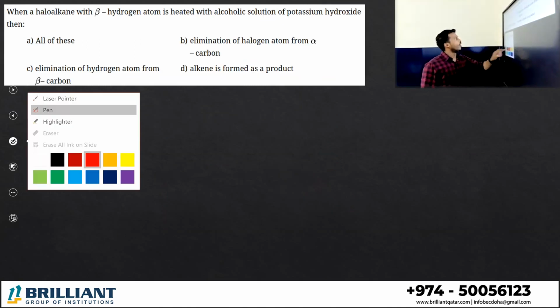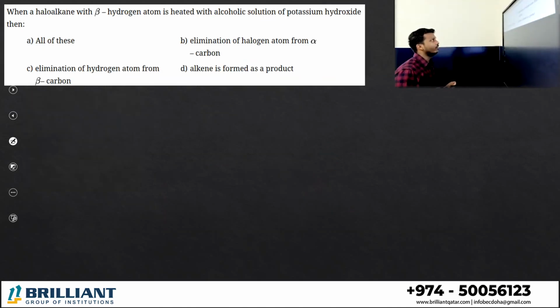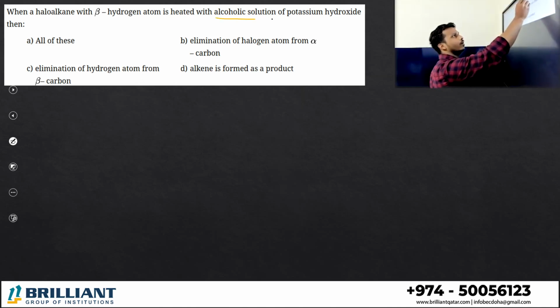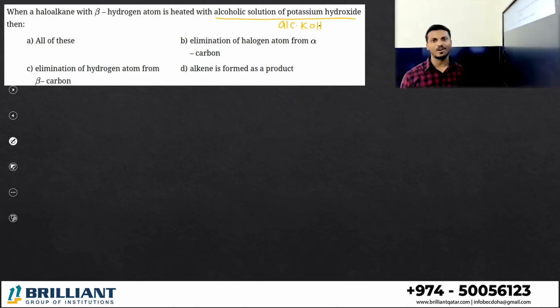Next one. When a haloalkane with a beta hydrogen atom, what is alpha carbon, beta carbon, the carbons containing hydrogen are called alpha hydrogen, beta hydrogen, etc., is treated with what, dear student? Alcoholic potassium hydroxide, alcoholic KOH. We use alcoholic KOH for only one purpose in organic chemistry, right? Beta elimination or dehydrohalogenation.